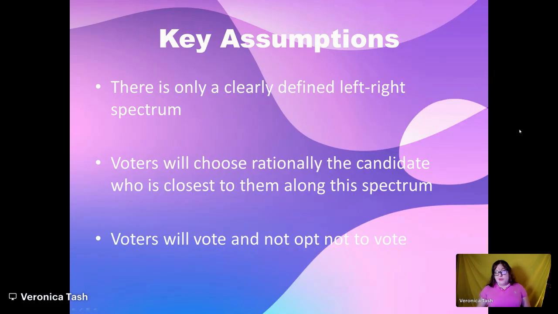Now, there's some key assumptions to the model. First, that there's only a clearly defined left-right spectrum. Second, voters will choose rationally the candidate who is closest to them along this spectrum. So this comes into rational choice theory as well, which is also a bunch of BS. Then finally, that voters will vote and will not opt to not vote. It's kind of important because it's assuming that you got everyone to your side captive in this two-party system.